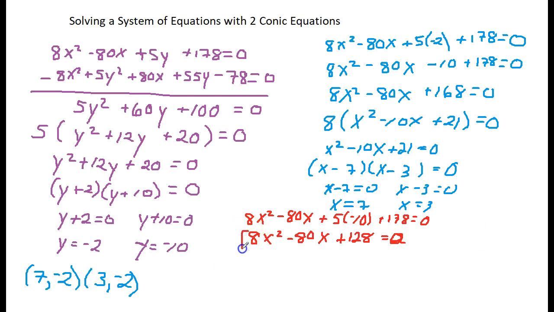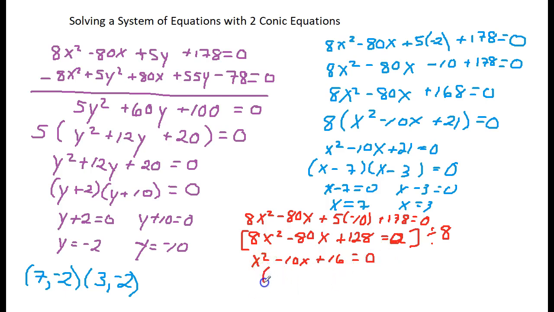So what I'm going to do, I'm just going to say divide by 8. Why? Because I'm low on room. No other reason. Otherwise, I'd show all my steps like I did up here, okay? So I'm left with x squared. 80 divided by 8 is 10. So minus 10x. 128 divided by 8 is 16. So plus 16 equals 0.